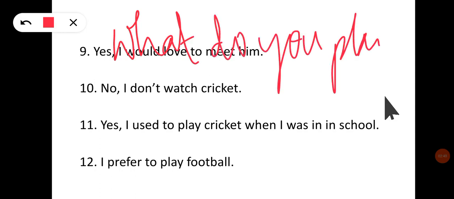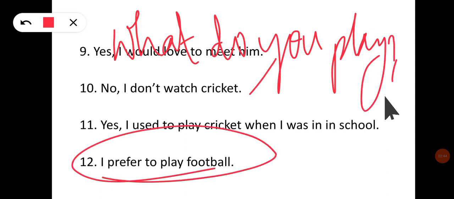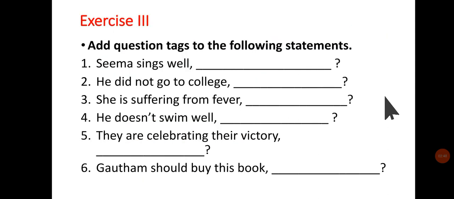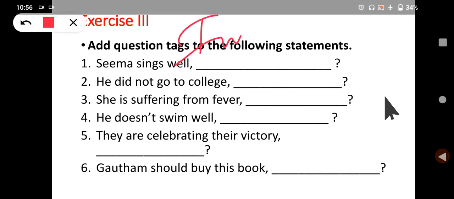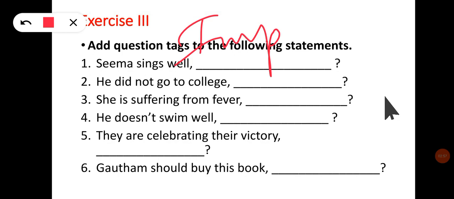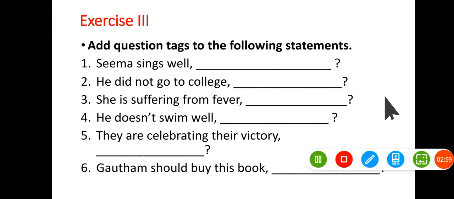If you ask this question, you can get the answer: I prefer to play football. Okay. Next one, let us move to exercise 3 here. This is an important one, as I had told you in the beginning of our video. So please note it down. You might get this part in the examination.